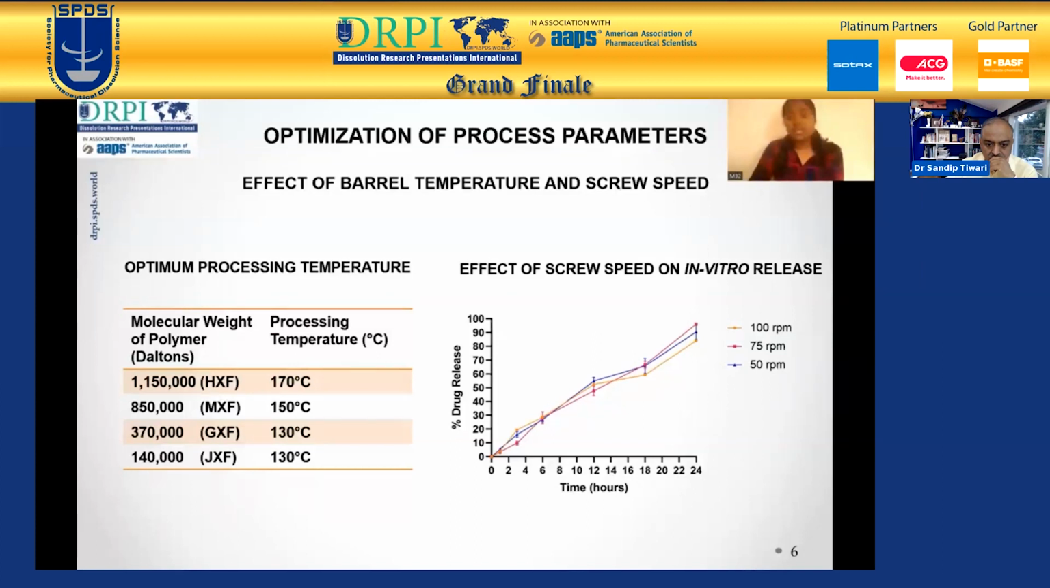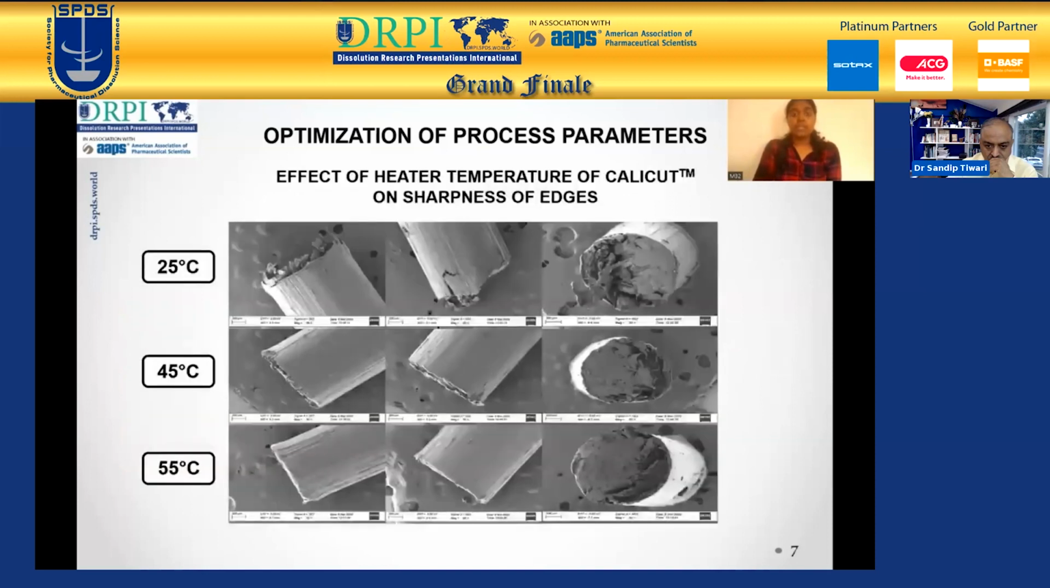We also studied the effect of the screw speed on in vitro release, and we found that there was no significant difference in the release profile. So this in turn establishes the robustness of the mixing that occurs inside the barrel of HME.